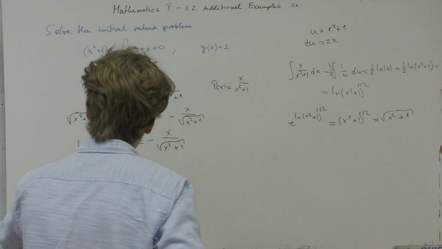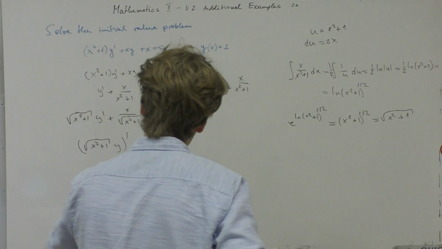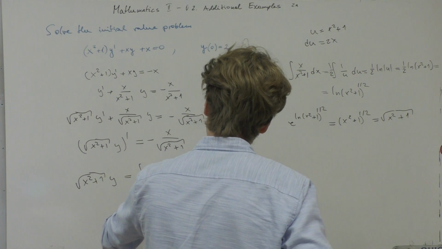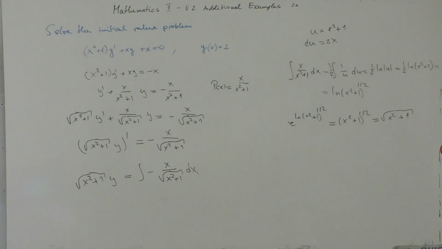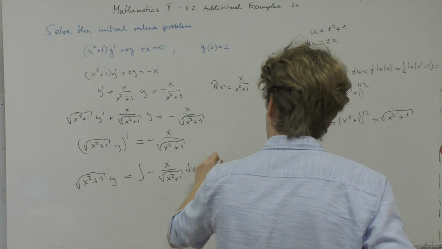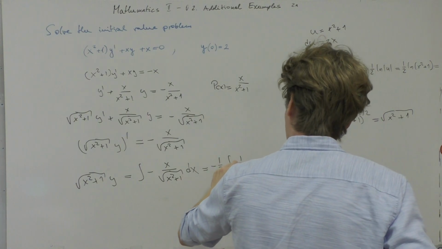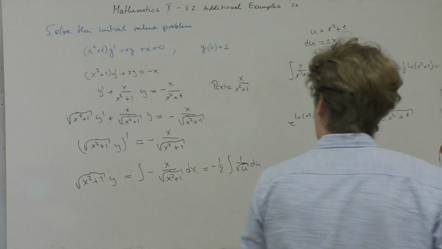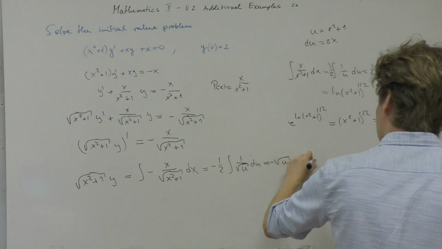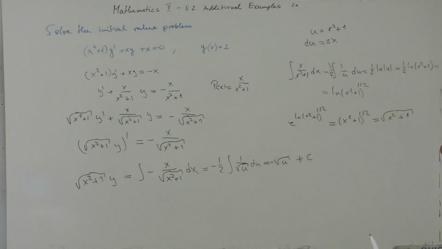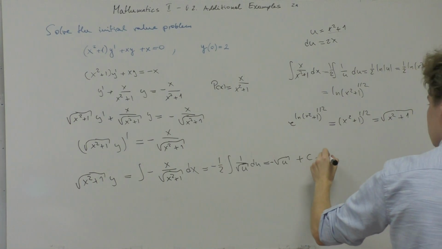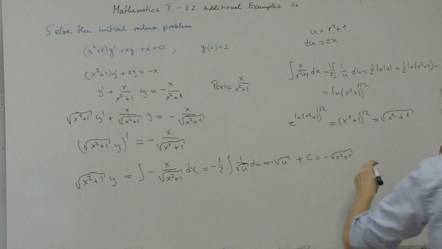So the square root of x squared plus 1 times y will be the integral of minus x over the square root of x squared plus 1 dx. We can use the same u substitution that we did here, and we get that this integral equals minus 1 over 2 times 1 over the square root of u du, and this is of course going to be minus the square root of u plus c. And now we have to plug back, and we get that this equals minus the square root of x squared plus 1 plus c.